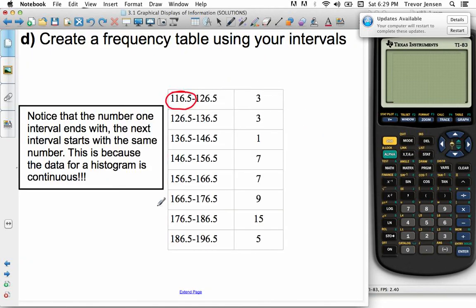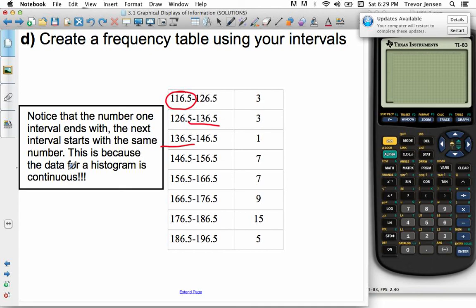Okay, now when you make your frequency table here, we start at 116.5. I told you why we do that, and we go up by 10. So the first one goes from 116.5 to 126.5. The next one goes from 126.5 to 136.5. Next one, 136.5 to 146.5. An important thing to note here: the number one interval ends with, the next interval starts with that same number. So this one ends with 136.5, the next one starts with 136.5.